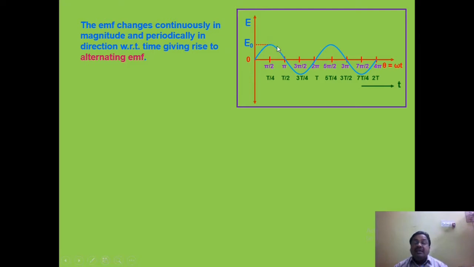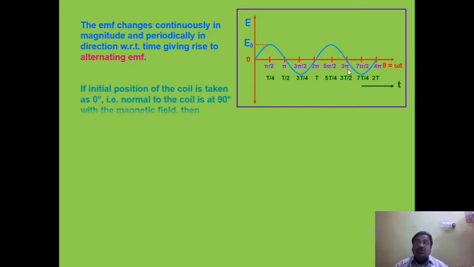So its direction alternates after every T by 2 seconds. It is in the positive half up to T by 2 seconds, and after T by 2 seconds, until time T, it is in the negative half. Again it goes to the positive half, again to the negative half. This means the direction changes periodically. So we may say the induced EMF is alternating in character, or it is an alternating EMF.